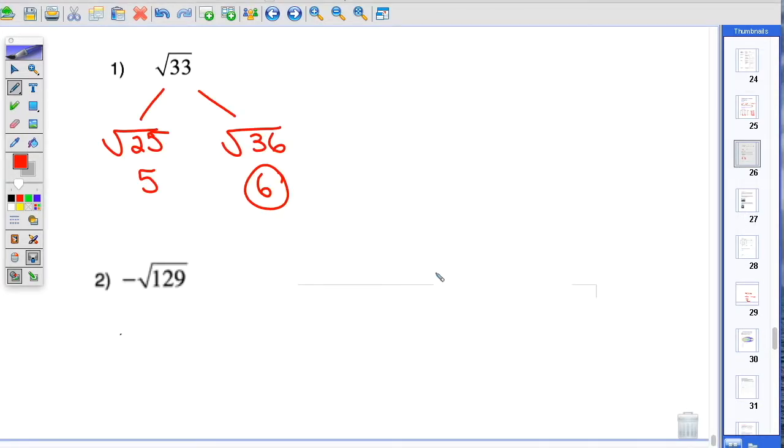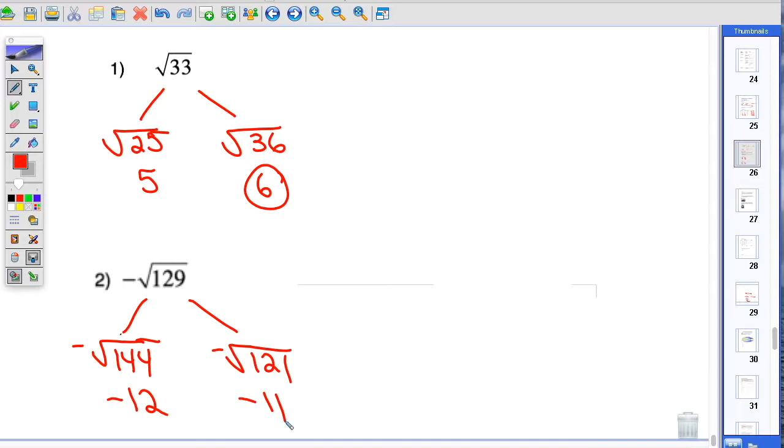Number 2. We have the negative square root of 129. So we want to find the negative roots that come before and after 129. So since it's negative, furthest away would be the negative square root of 144 and the negative root of 121. The negative root of 144 is negative 12, and the negative root of 121 is negative 11. So negative root of 129 falls closer to 121, so it's negative 11.